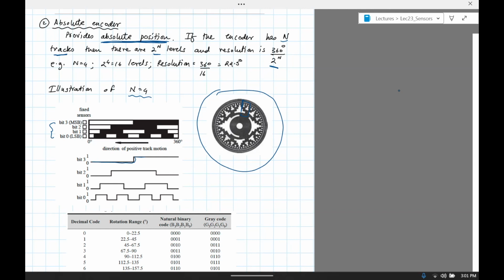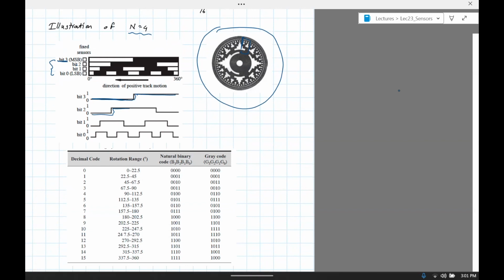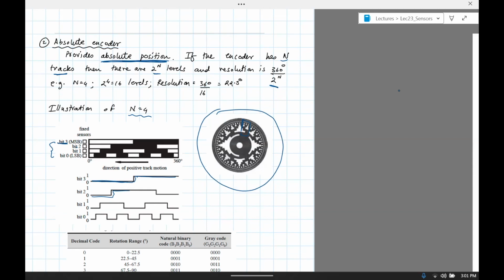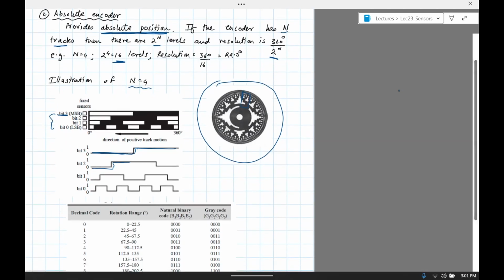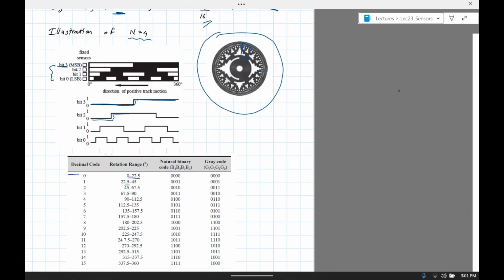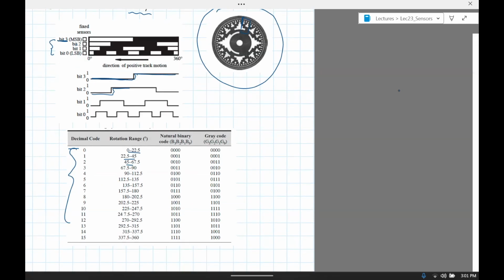What is shown over here is the timing diagram. Anything white is 0, anything black is 1. This is for bit 3. For bit 2, the same thing is done, and so on. Since this has 4 bits, or n equals 4, it will have 16 levels. That means it can only measure 360 divided by 16 increments, so 22.5, next 22.5, and so on. So each of these numbers from 0 to 15 can be mapped to an angle, as shown here.